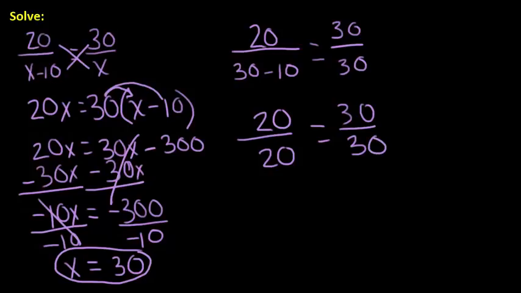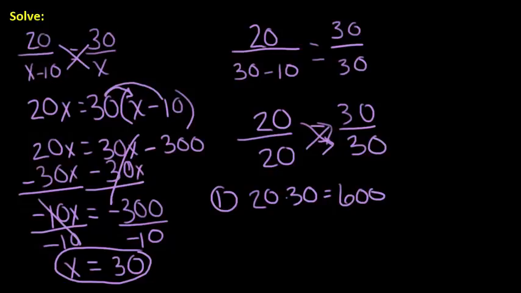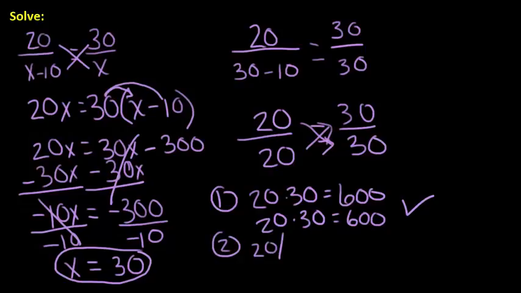Again, we can do this two ways. The first way, we can cross multiply again, saying 20 times 30 is equal to 600, and 20 times 30 is equal to 600. So we know the answer is correct. The second way, also 20 divided by 20 is equal to 1, and 30 divided by 30 is equal to 1.